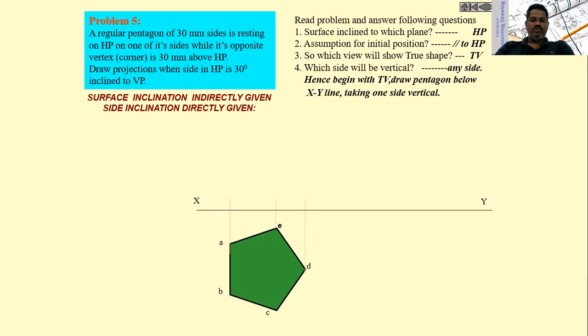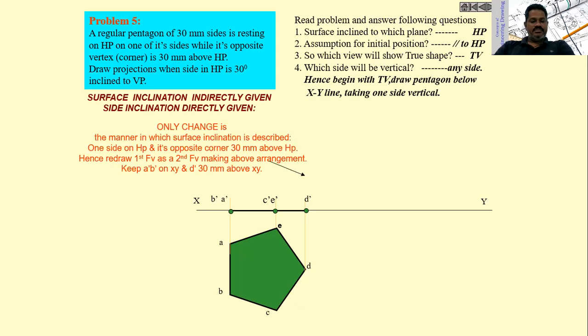Then project all those points on the XY line. Then join these projected lines to get A dash, B dash, D dash and C dash, E dash, which will be the front view of the pentagon, and this will be the true shape of the pentagon and top view.